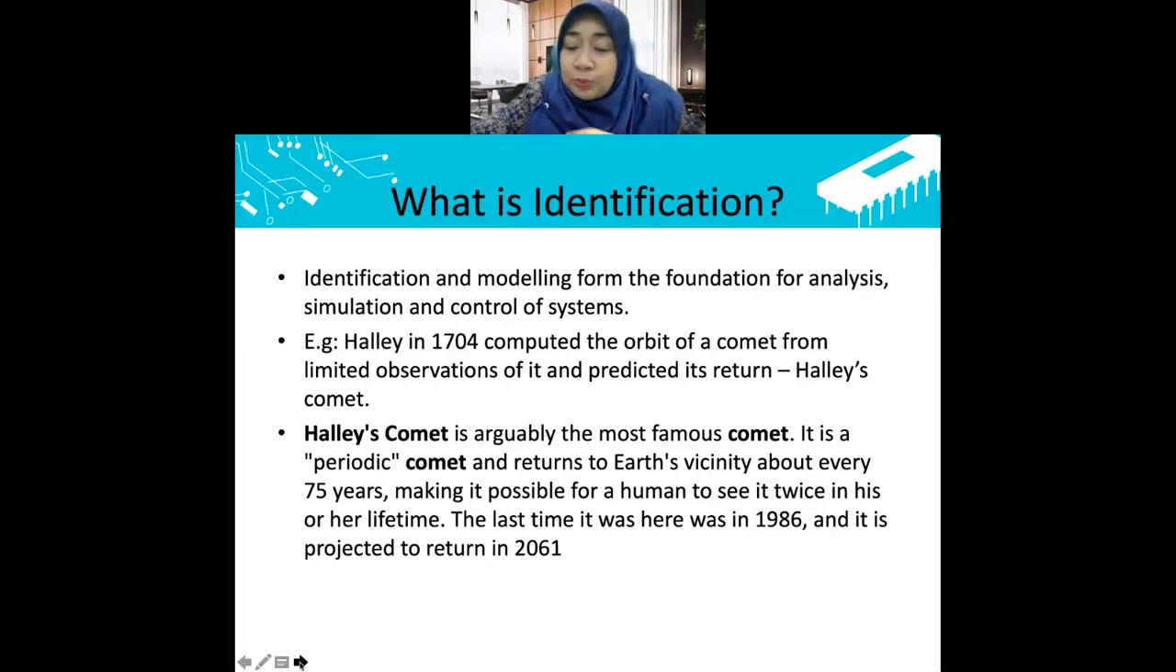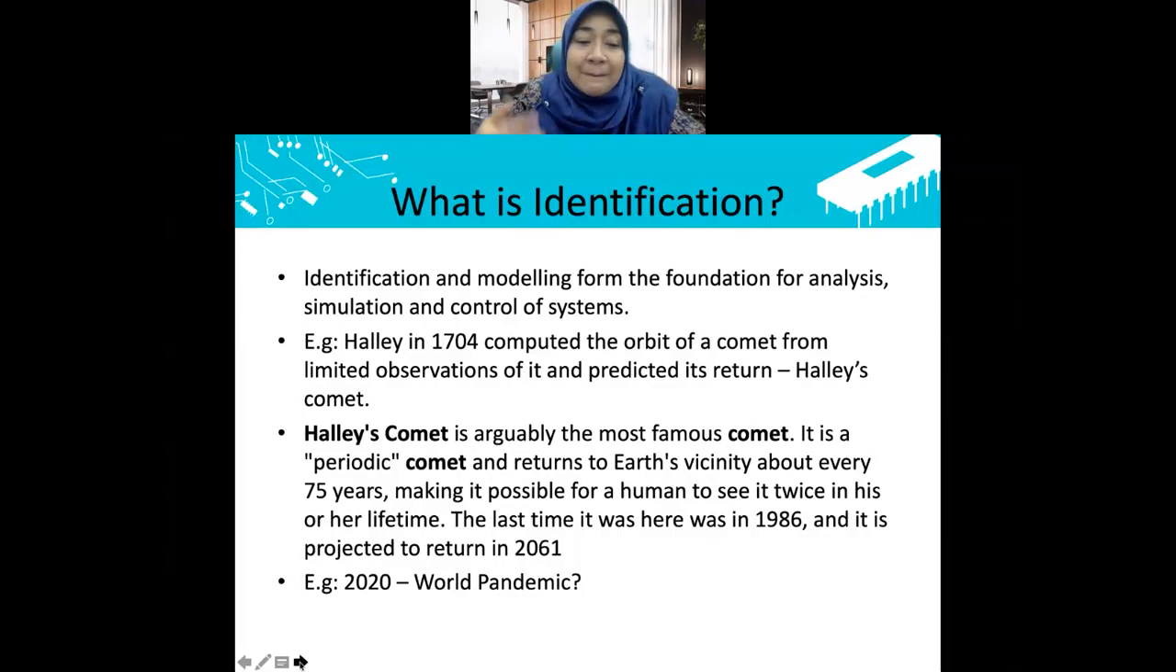So this is how we do prediction. Prediction is a form of identification. How about today? What happened in 2020? The world pandemic. So have we predicted it? If you do some research, there are many people who have actually predicted that a world pandemic will happen again after 2018, because it normally happens at the beginning of a century. It was supposed to happen maybe in 2000, but now it's happening in 2020.